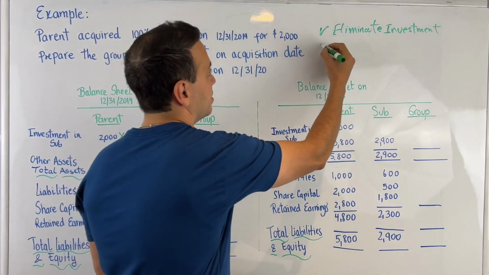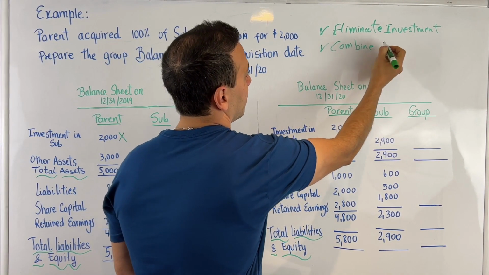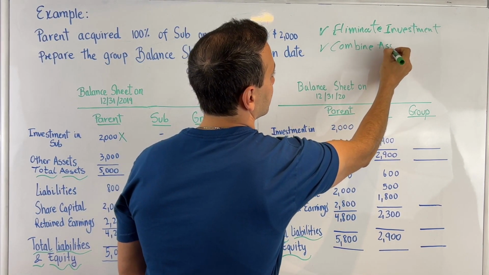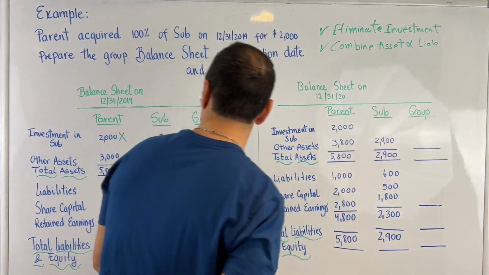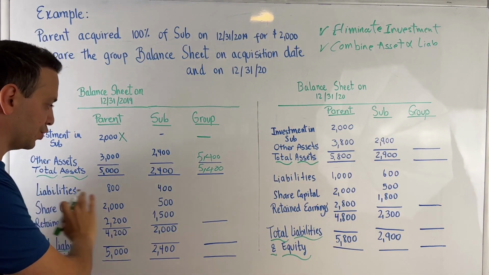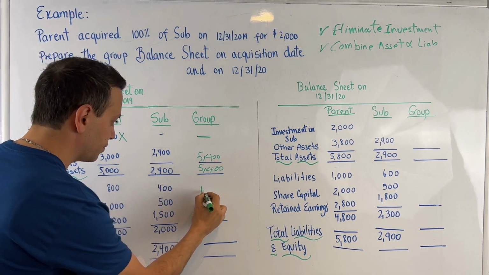Okay. Now, when you get to liabilities, as we said, we're going to combine assets and liabilities. So second step is going to be combine assets and liabilities. So liabilities, we're going to add up straight addition, 800 plus 400, that is 1,200.